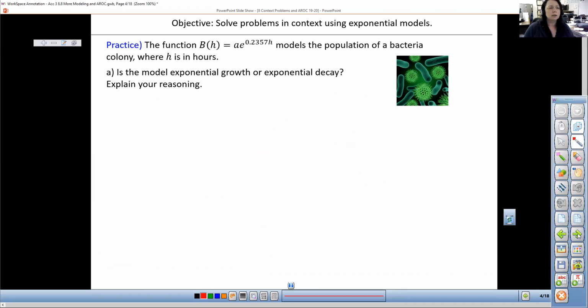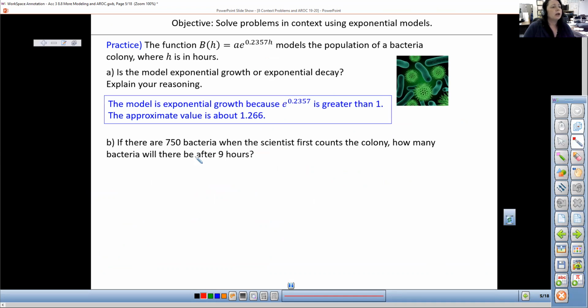Let's take a look. So hopefully you came up with an approximate value of your base here, this power of e, of 1.266, which is greater than 1, which makes it exponential growth. Let's take a minute to do B. So pause the video again. Let's take a look.